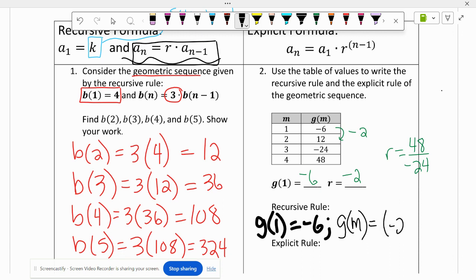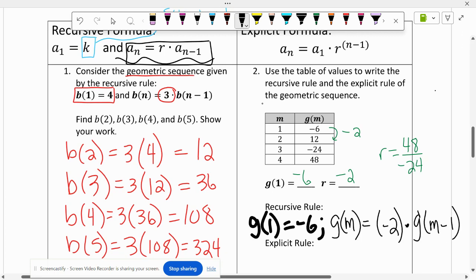-2 times G of M minus 1. That's what the recursive rule says.